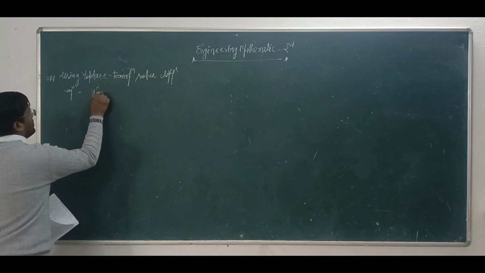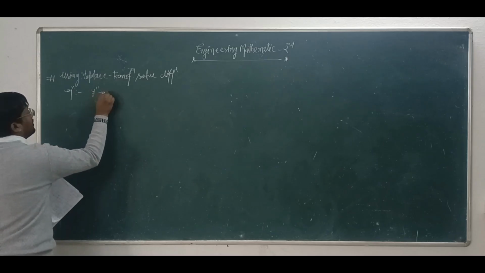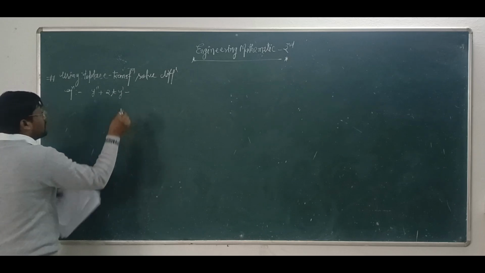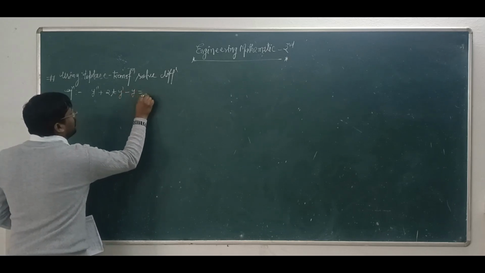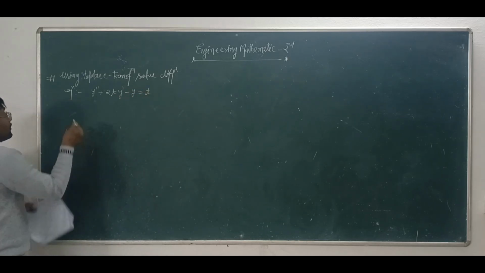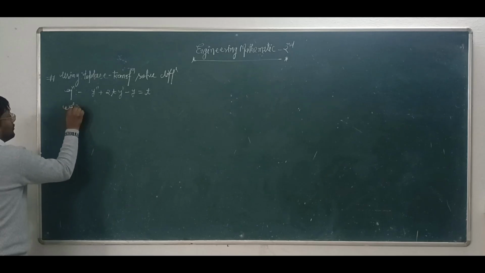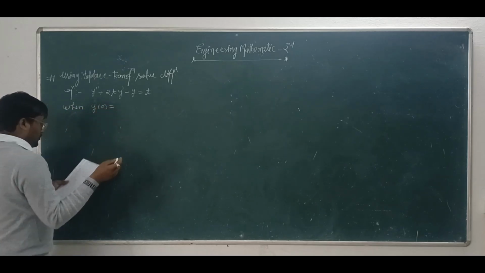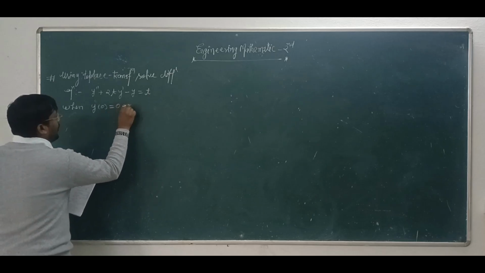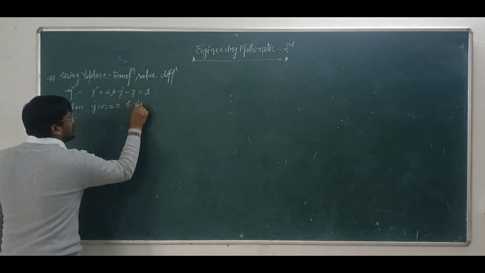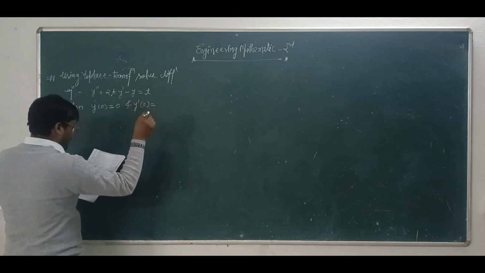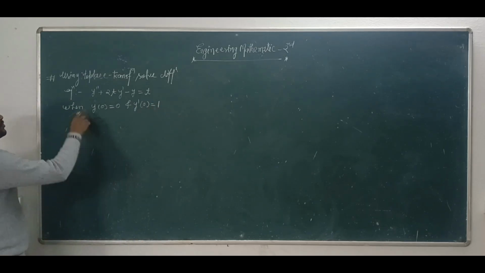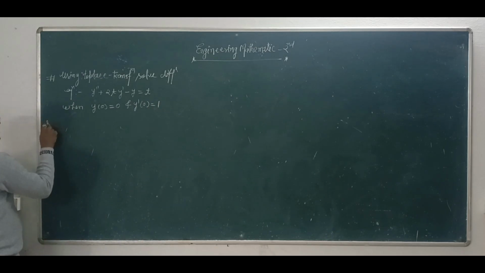y double dash plus 2t y dash minus y is equal to t, when y0 is equal to 0 and y dash 0 is equal to 1. This is your numerical. Now the solution of this problem.